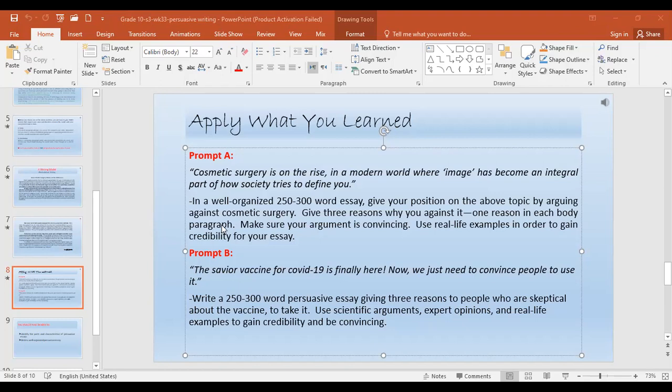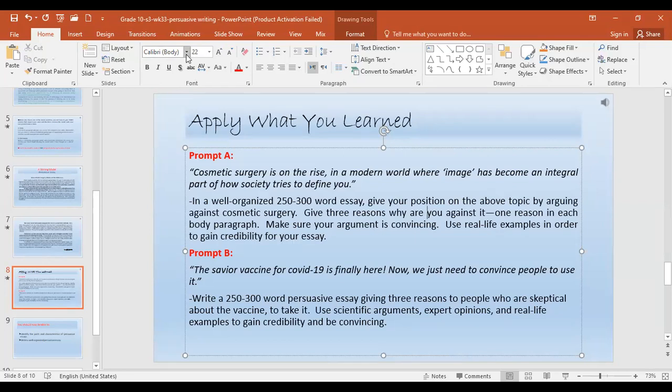Prompt A. Cosmetic surgery is on the rise in a modern world where image has become an integral part of how society tries to define you. In a well-organized 250 to 300 word essay, give your position on the above topic by arguing against cosmetic surgery. Give three reasons why you're against it. One reason in each body paragraph. Make sure your argument is convincing. Use real-life examples in order to gain credibility for your essay.